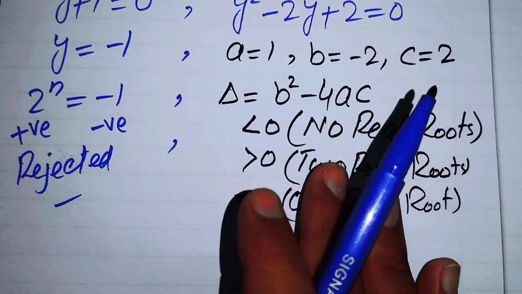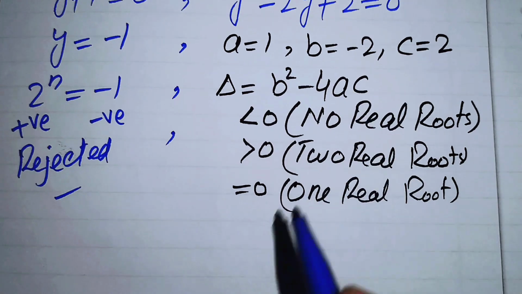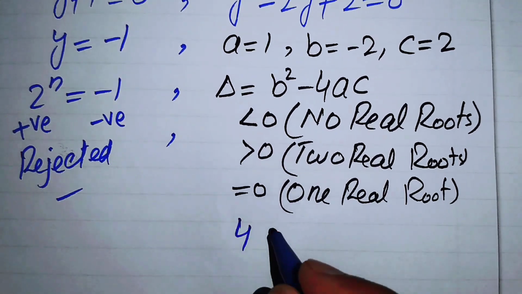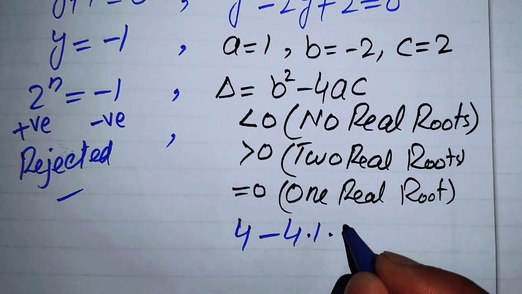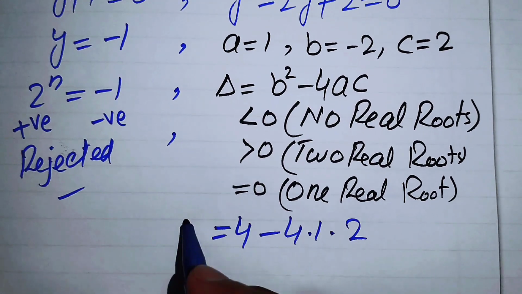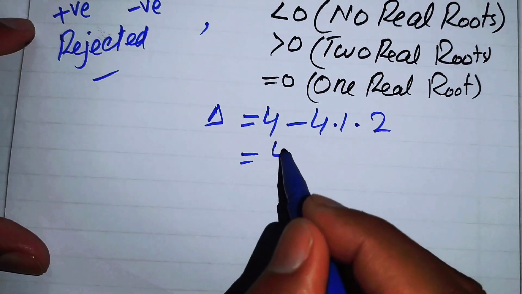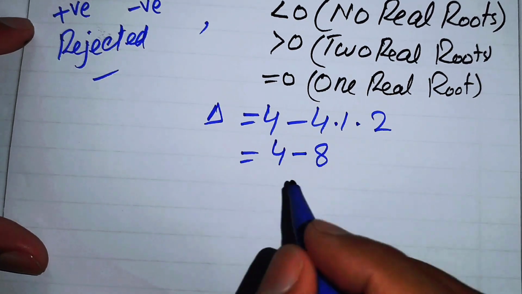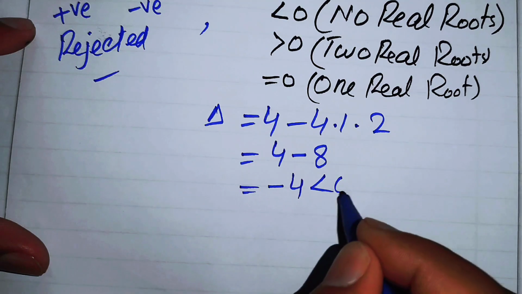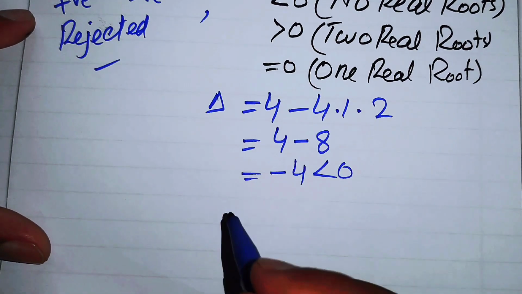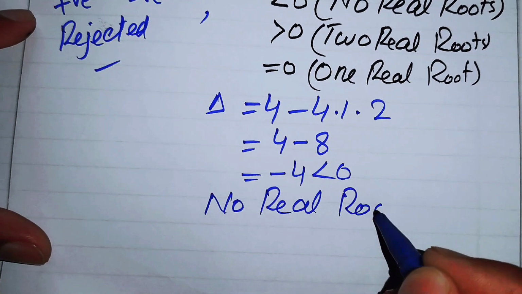So now we check the behavior of this delta by putting the values of a, b and c in this delta, so here you have b squared, and the value of b is minus 2 squared, so it becomes plus 4, minus 4 times a is 1 and c is 2, equals delta. And now you find its value is 4 minus 8, and 4 minus 8 is equal to minus 4. So here it is less than 0, so it means that it has no real root.